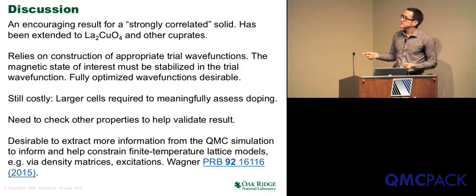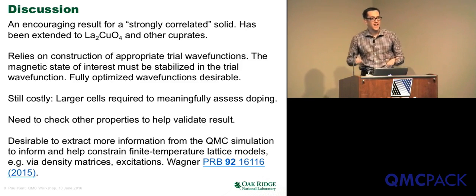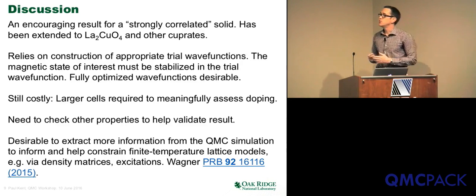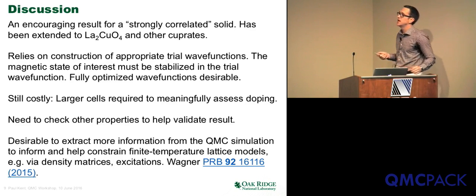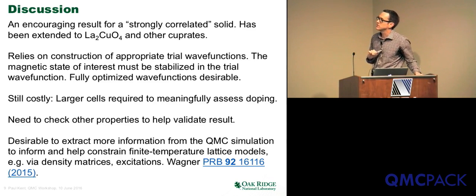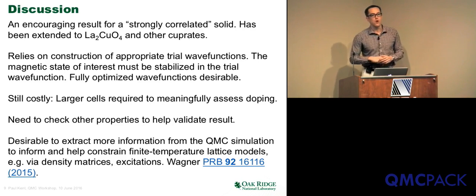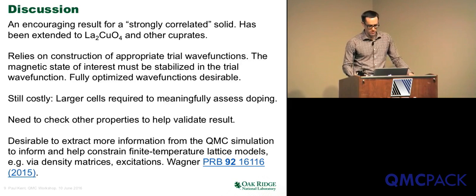And of course, it's desirable to extract more information, much like David was saying, get away from just having energies to inform, to learn more about the materials. For example, what we might like to do is help constrain the finite temperature lattice models. Some work on this has been done by Lucas Wagner, who's here, looking at density matrices and excitation energies to constrain finite temperature models. And that's really the way forward to learn more about these materials, I think, getting away from just a single total energy or simple properties such as that.